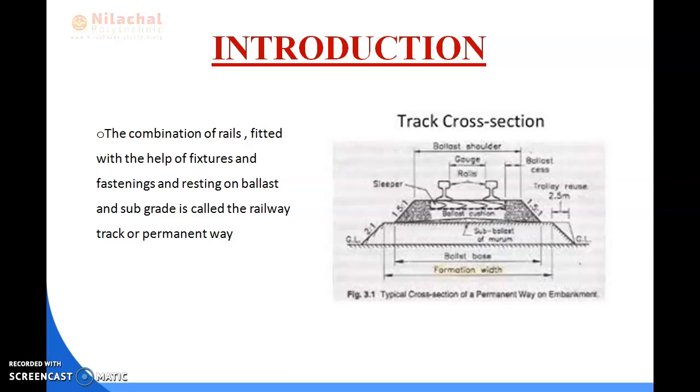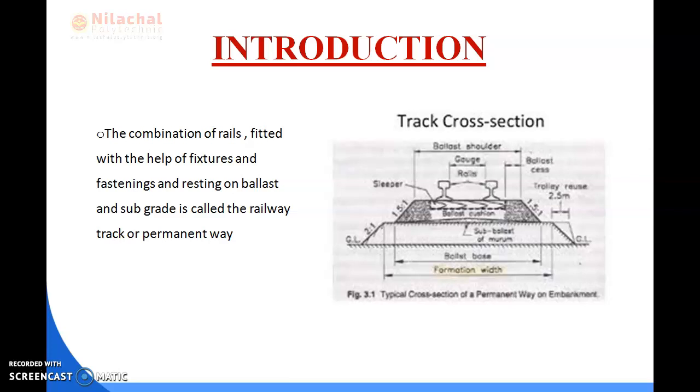You have already studied in the previous semester, in highway engineering, how to make road construction. In road construction there are 3 layers or 4 layers which are made for the highway. Like that, for railway track construction, we have the formation width and some layers that make the permanent way. So first we should know what the permanent way is.